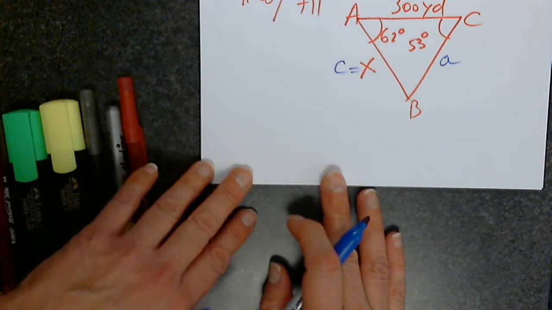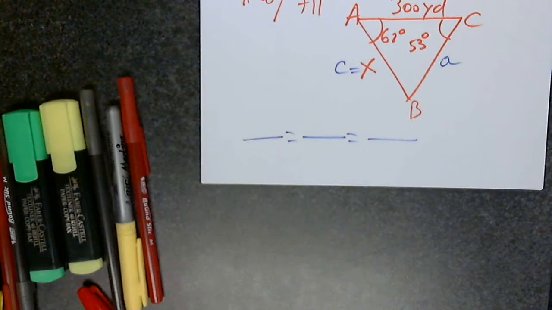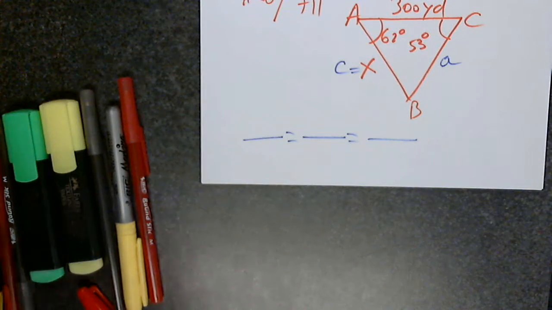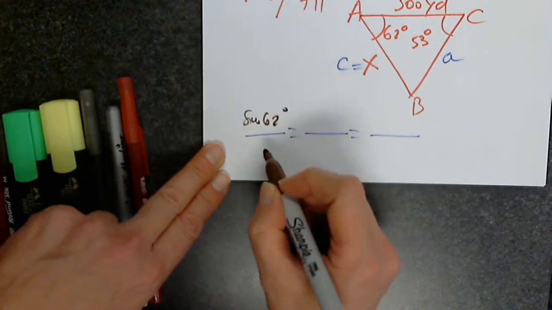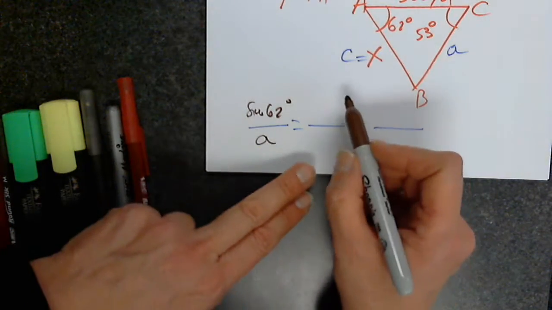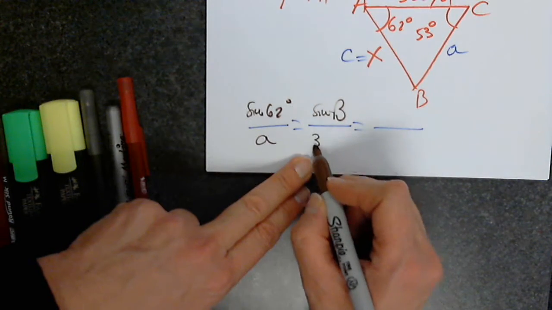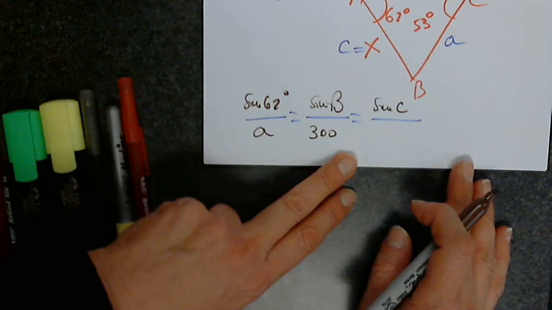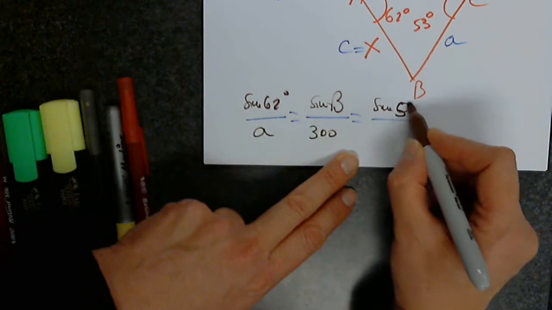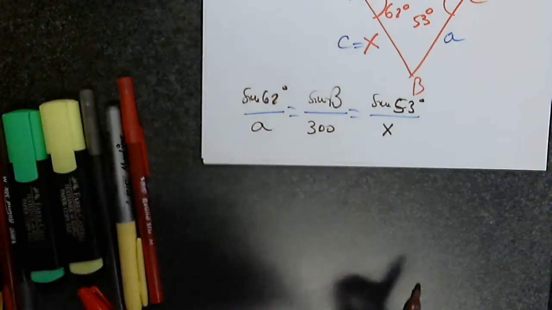So, law of sines, please. So, sine 62 degrees over, good, sine B over, and sine C, sine 53 degrees over x.